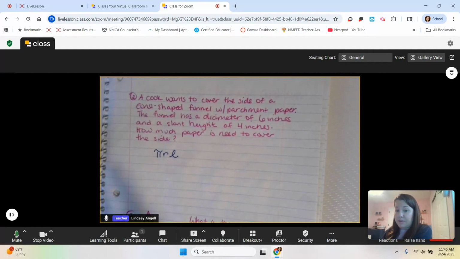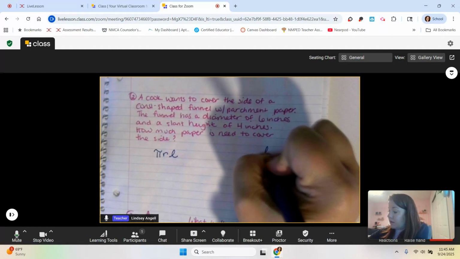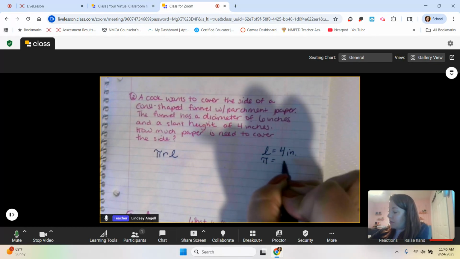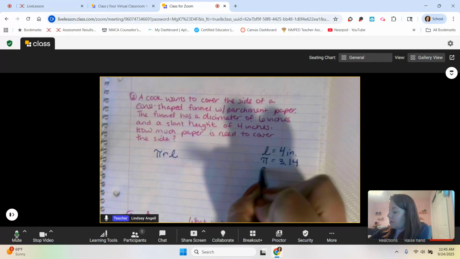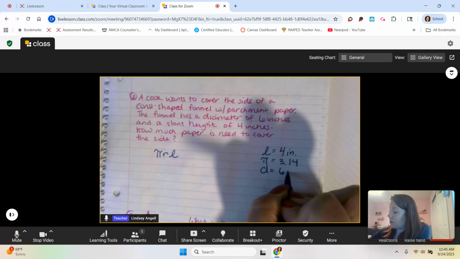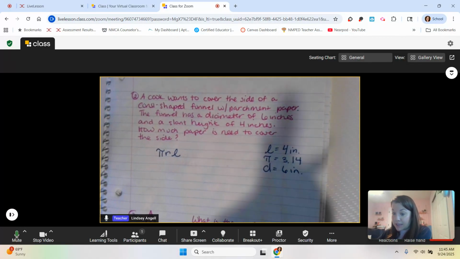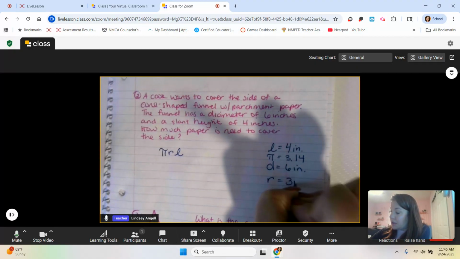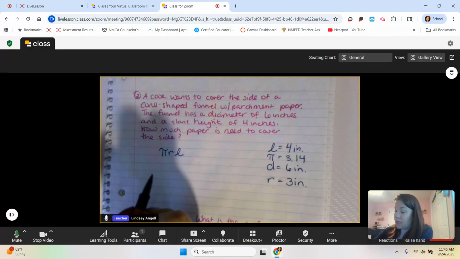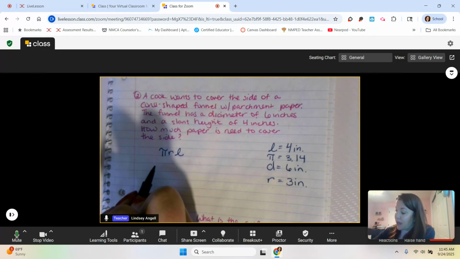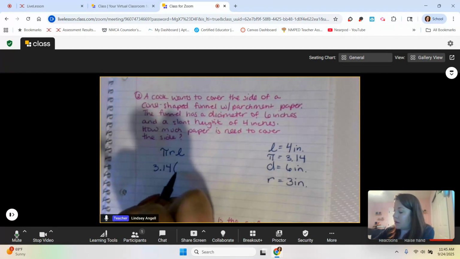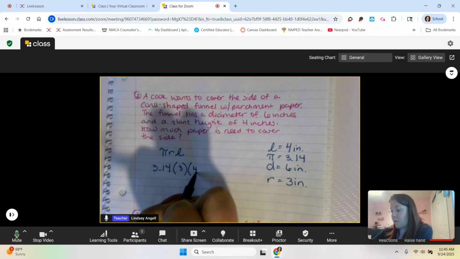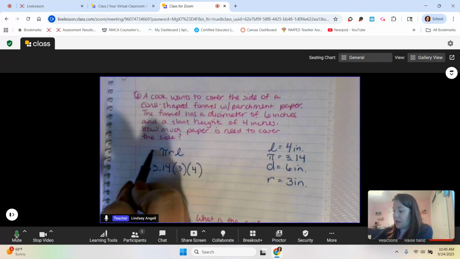Well, I'm given a few different things. I'm given the slant height, which is 4 inches. We know that pi, we're going to be using 3.14, but I'm also given the diameter, which is 6 inches. I don't need the diameter, though. I need the radius, right? And the radius is always half of the diameter. So that would be 3 inches. And then I plug and go, right? So pi I can write as 3.14. My radius was 3. My slant height was 4. And then I just continue to solve.